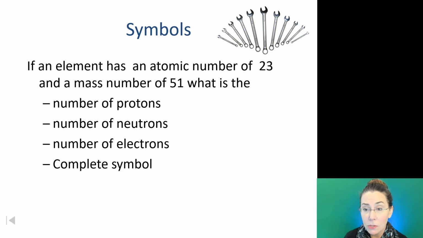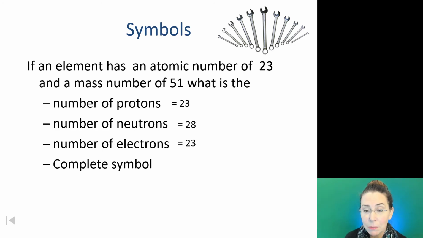The number of protons in our mystery element would be equal to the atomic number. That would be 23. Our number of neutrons would be 23 subtracted from 51, so that's going to give us 28 neutrons. Notice, our number of protons and neutrons are not always the same, nor are they always very close together. That's something we're going to talk about more as we get in depth in the atom. The number of electrons should equal protons, so that would be 23.